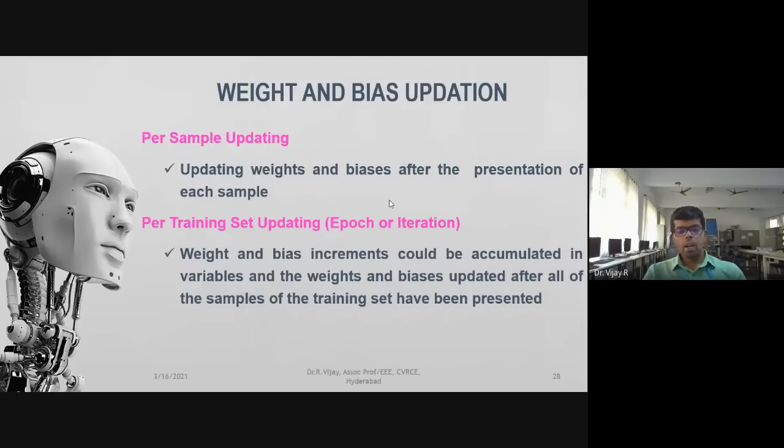Okay, so next is weight and bias updation. Updating the weights and bias can be done per sample, or in each and every iteration. Say for example, imagine your robot wants to do a particular operation. It has to travel 1 kilometer.